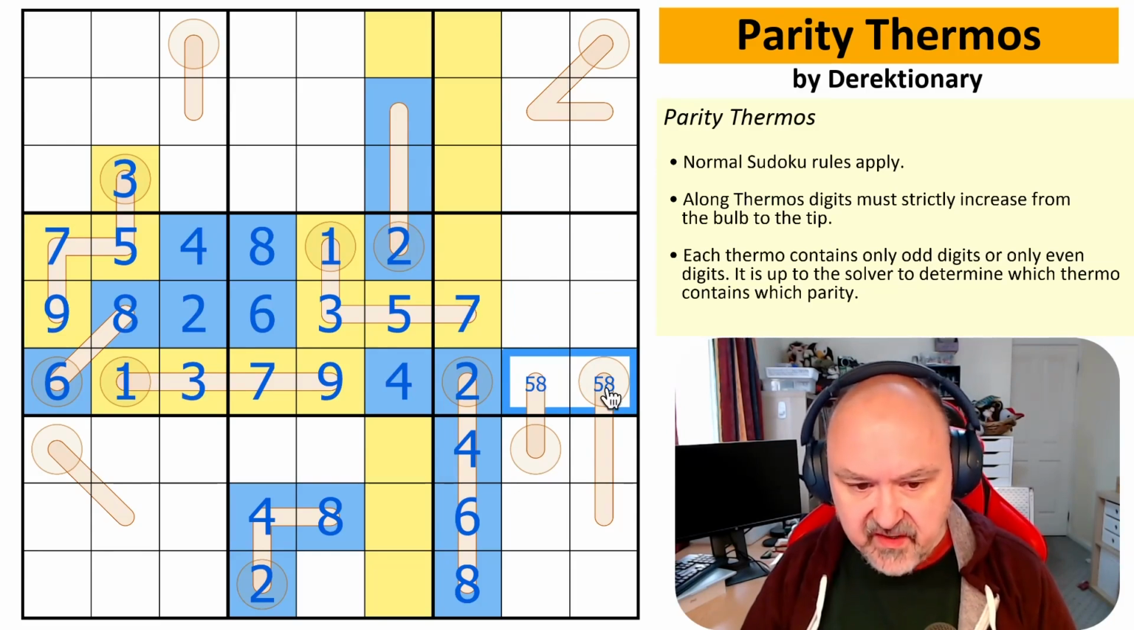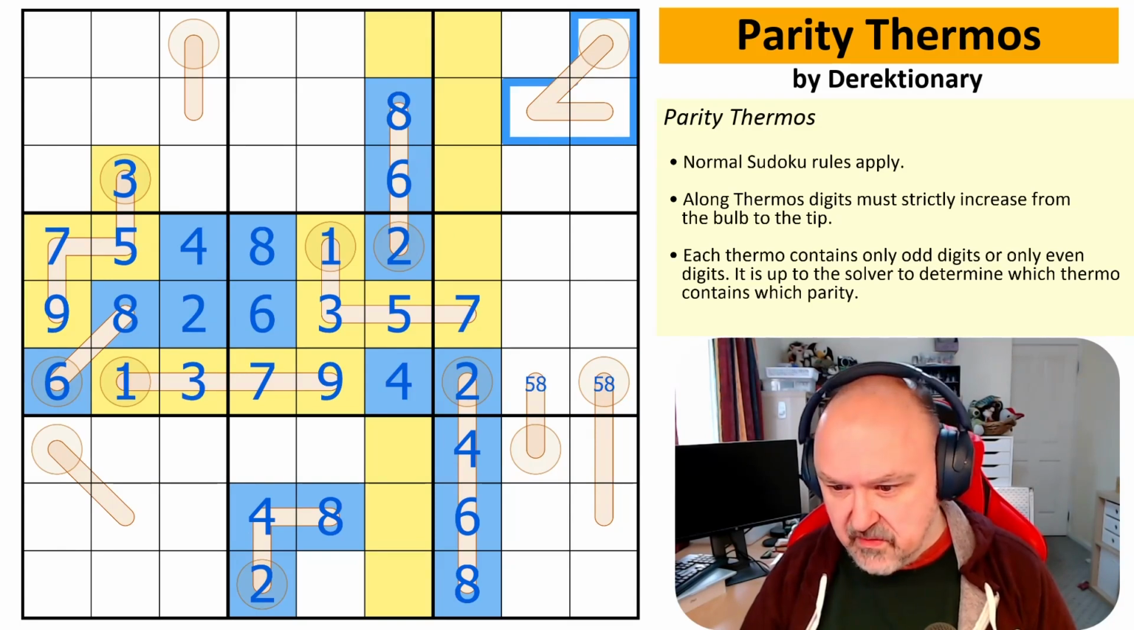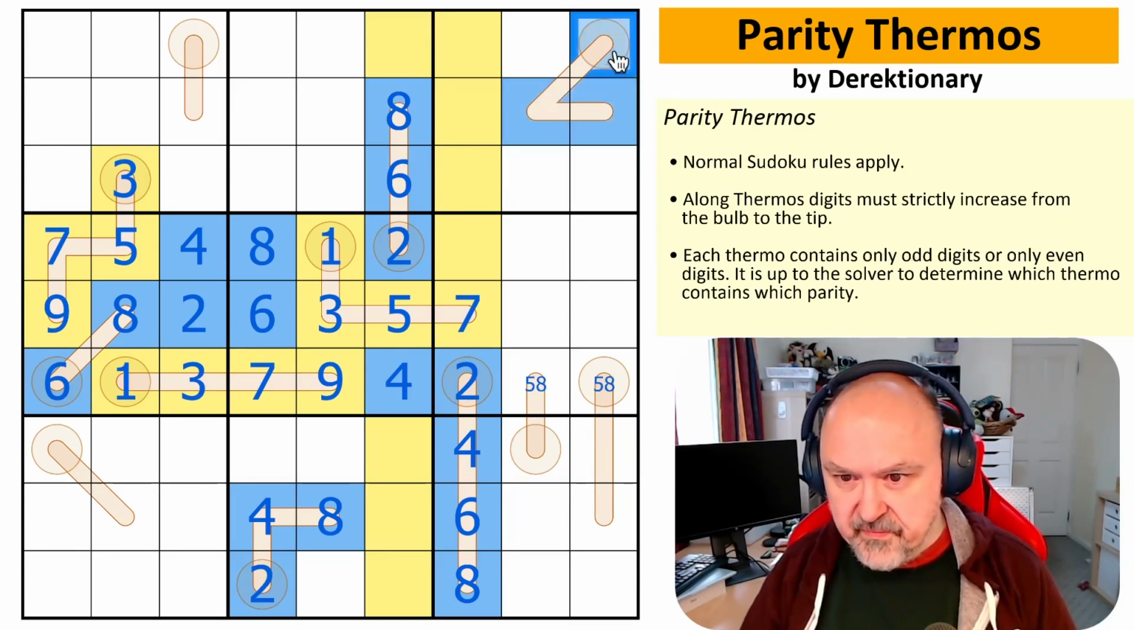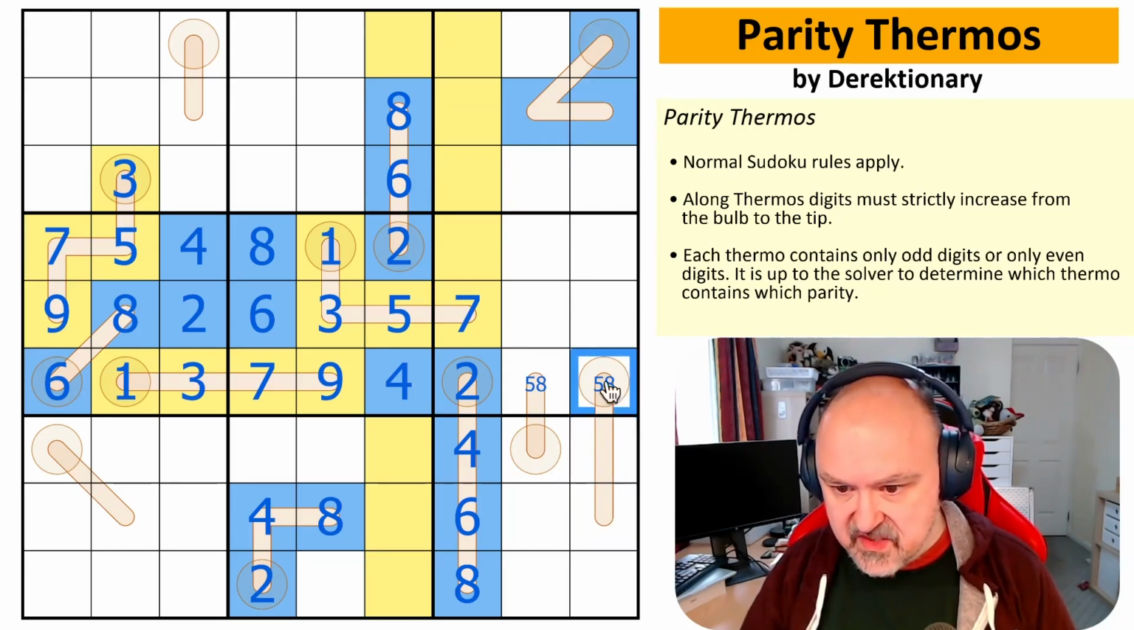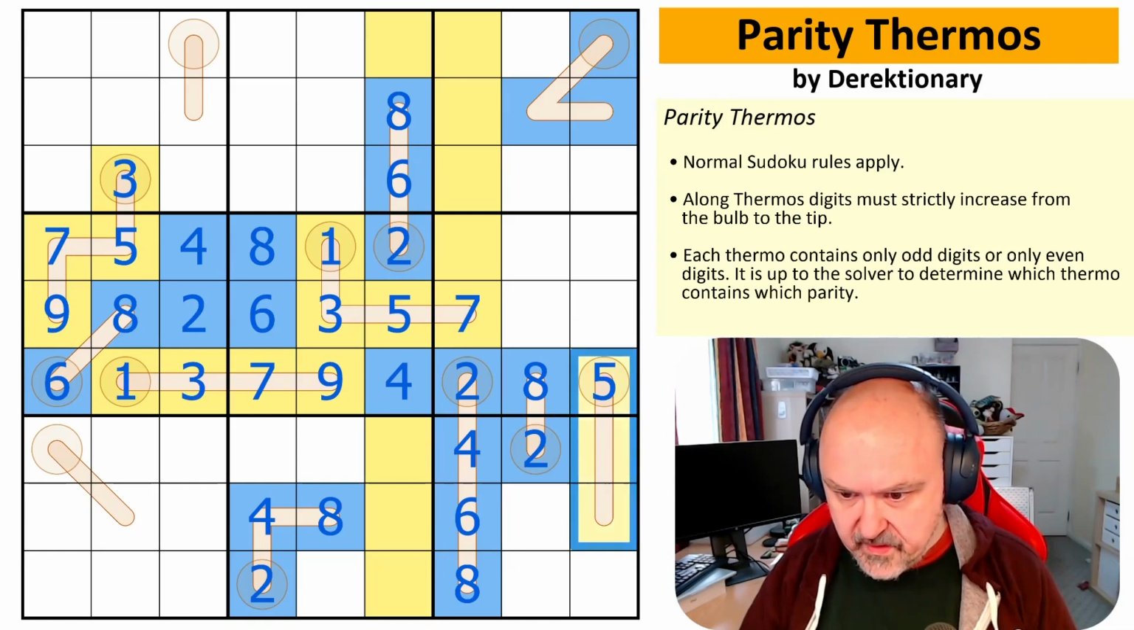So this is 5, 8, and now I do not remember what I was doing. So let's try that again. So this is 2, 6, 8. These have to be even. I can't make these even because I'd have too many evens in the column. So this is the 5, this is the 8, this is the 2. Those are odd, so 7 and 9.